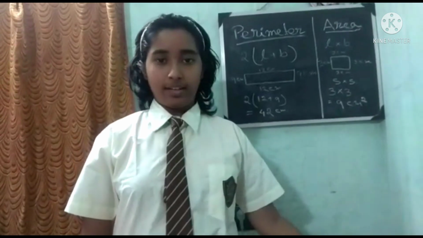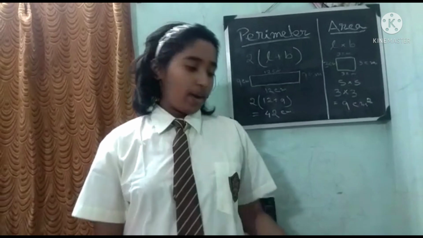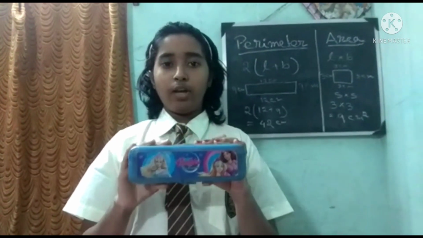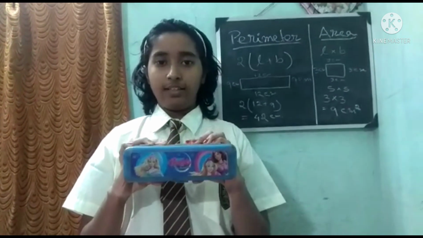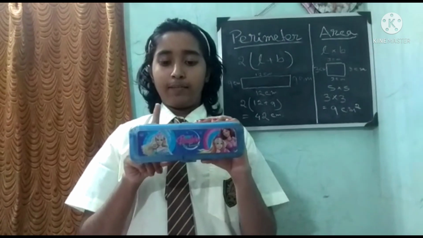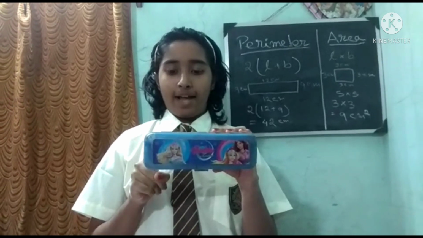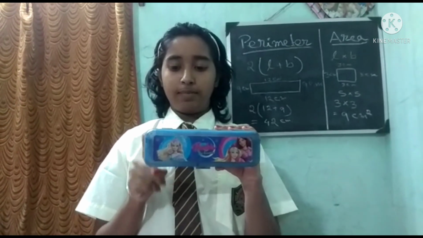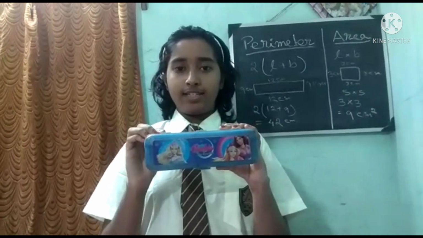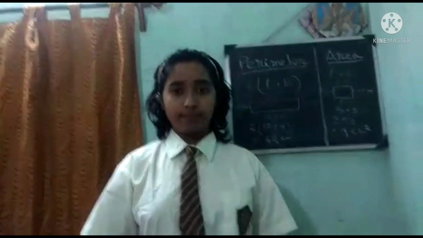And now coming to area. Area refers to space inside of a shape. For example, the rectangular box. And the formula of finding area of a rectangle is length into breadth. So here the area of the rectangle is 12 into 9 centimeter. So the answer is 108 centimeter square.